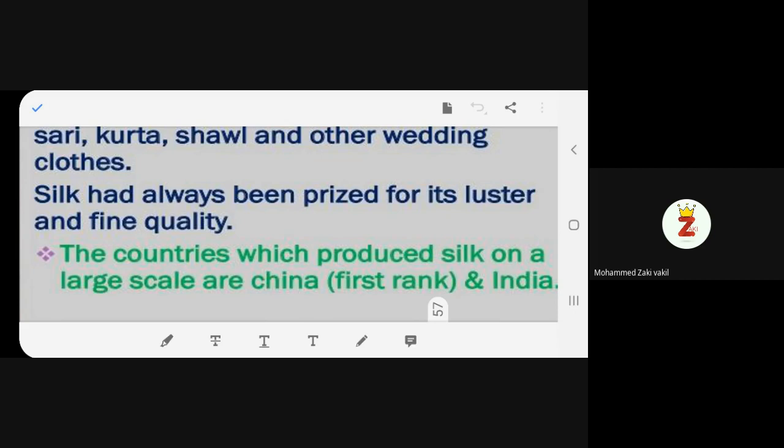Now, it had been prized. What does that mean? If I have silk, it means I've got an award. I feel that I'm something. That feeling you get of having silk in your possession. Now, the countries producing silk: obviously, we got silk from China, so China is ranked first, then followed by India. So we are ranked second in the production of silk. Is it clear? Yes, ma'am.